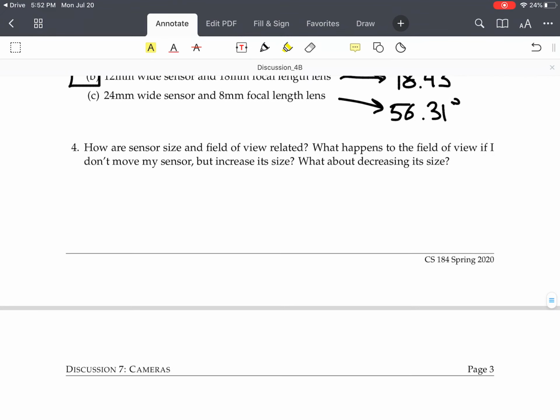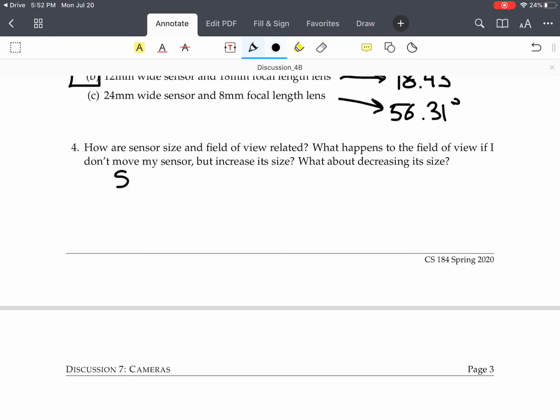Okay, let's keep going. So number 4, now we talked about focal length and field of view, the relations between those. But now let's talk about how sensor size and field of view are related to each other. So what happens to the field of view if I don't move my sensor but make it bigger? And what if you don't move it but make it smaller? This is kind of an intuitive answer, but sensor size and field of view are directly related, because if the sensor gets bigger, it can capture more light in more area. So you can capture more light coming in from the scene, so your field of view will be bigger.